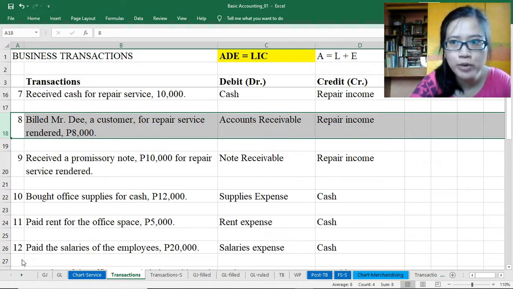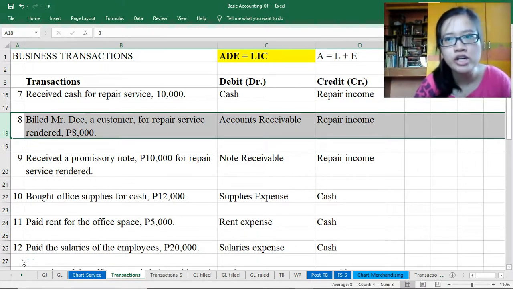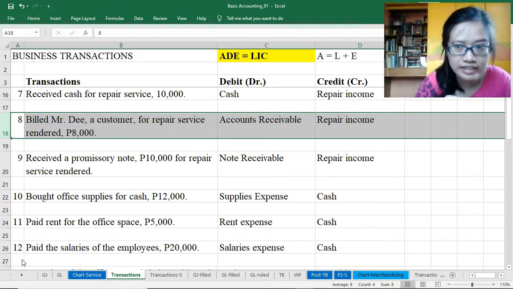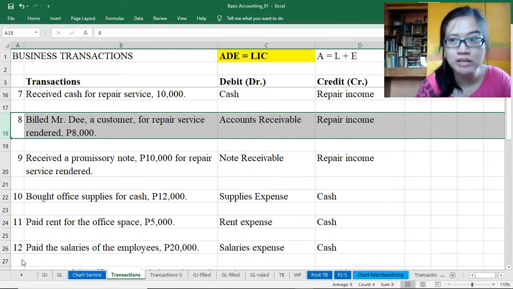Okay, next we have number 8, billed Mr. Z a customer for repair service rendered 8,000. So, on the part naman ng customer, so either pwede silang magbayad agad in cash, tapos meron din instances na syempre utang din muna yung customer, pero hindi naman siya yung tipong matagalan. Meron kasi mga customer na bill mo muna ako, bigyan mo muna ako ng statement of account kung magkano yung babayaran ko, and then pag natanggap ko na siya, saka ko hahanda yung payment, bibigyan kita ng check or either cash din. Tapos yun, saka palang matatanggap ni business.